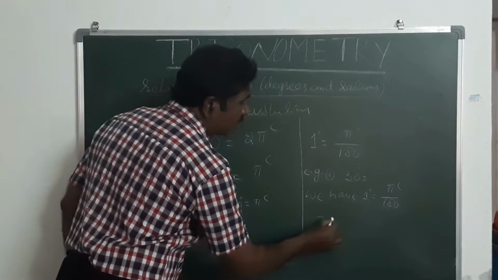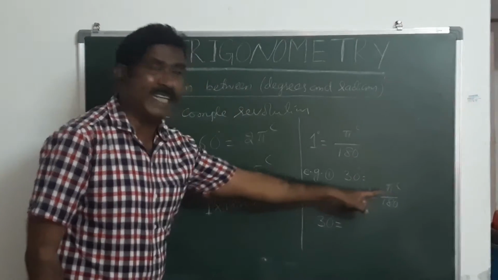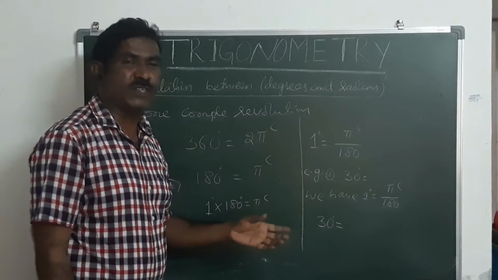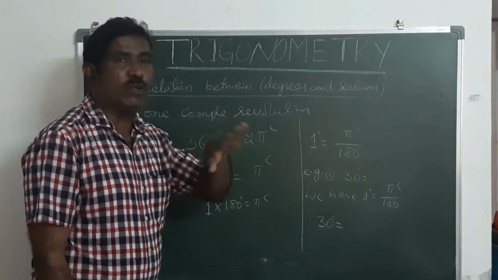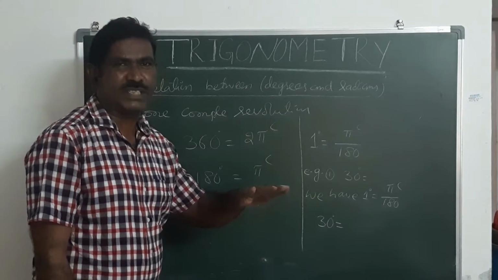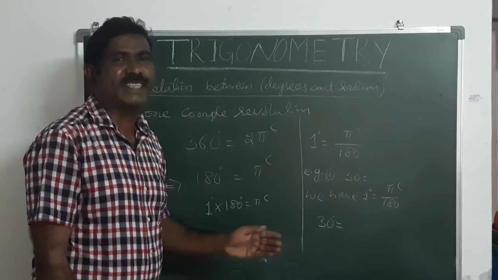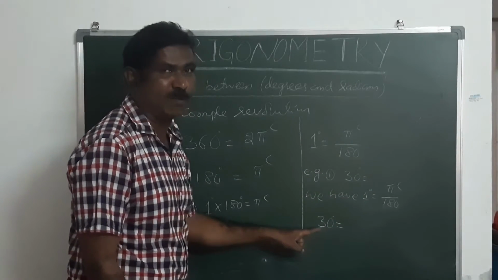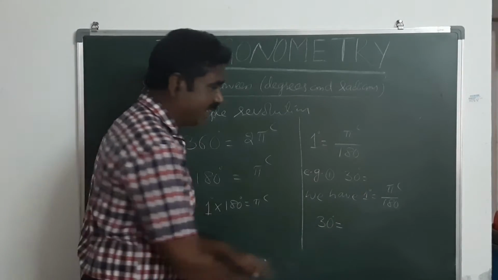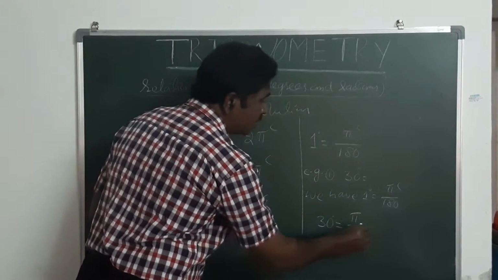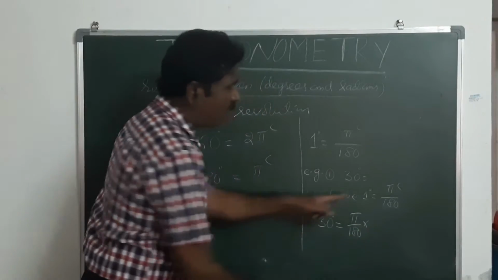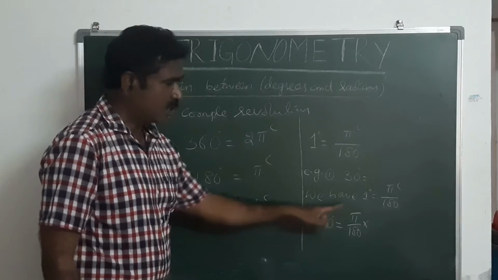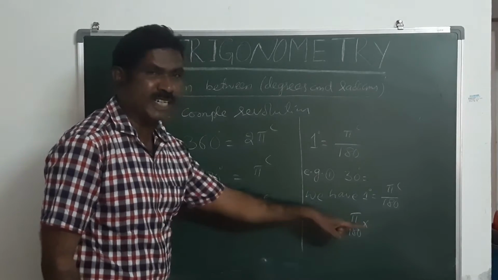For 1 degree, that is the unit, we have the value. In physics or anywhere, we take the base quantity for the unit, so if you increase the quantity, simply multiply by that. Now for 30 degrees, we multiply by 30 on both sides. We require 30 degrees, so multiply by 30 on both sides.